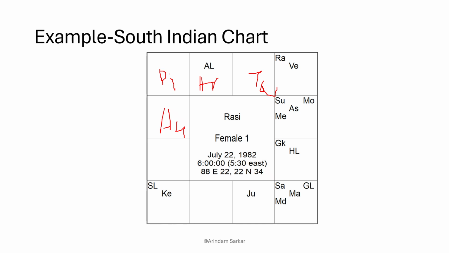When we represent any ascendant, we write here "ascendant" or just a mark like this to represent the ascendant. From there we can count 1, 2, 3, 4, 5, 6, 7, 8, 9, 10, 11, 12. All these 12 houses we count like that. And that is how the South Indian charts are represented.